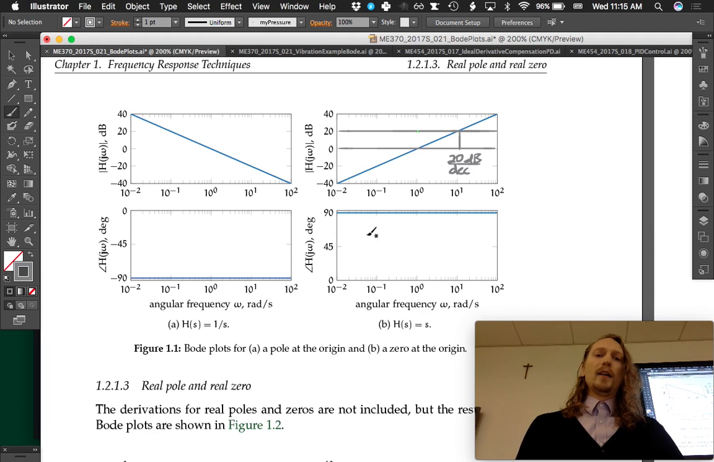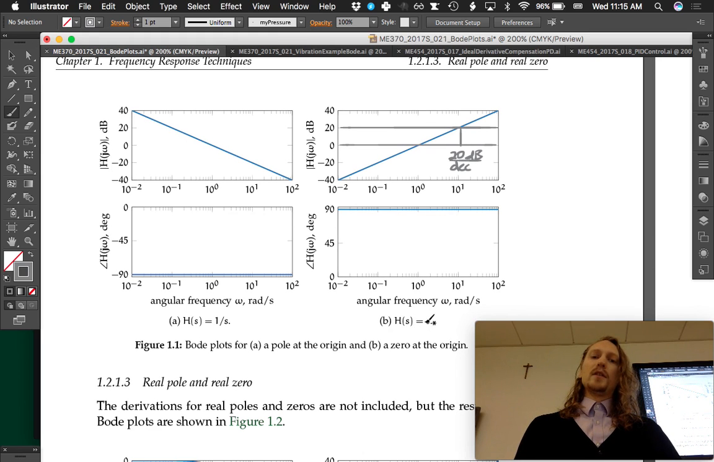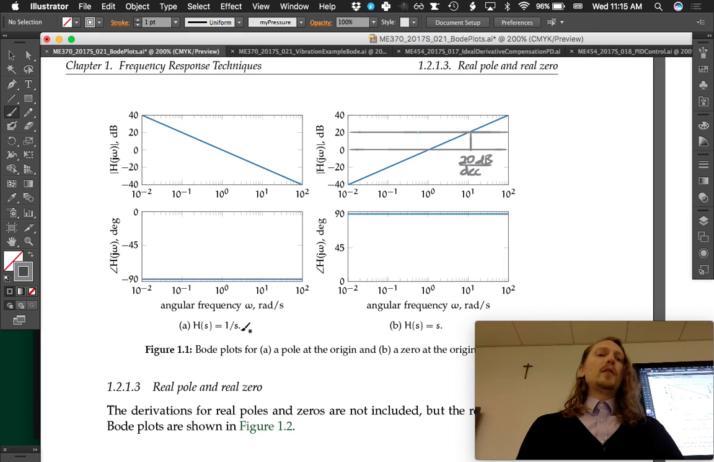Okay. And the phase for the transfer function, just for the single zero at the origin, is 90 degrees all the time, just always 90 degrees.